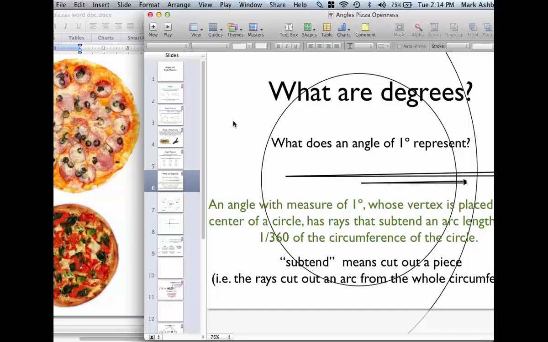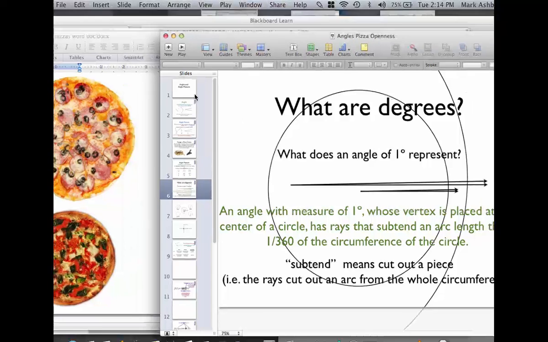All right, who thinks they got a good definition? Anna, did you get a good definition? Tell me. The angle of 10 degrees with the vertex at the center, and the rays that the arc length of 1/36 of the circle. Okay, so she's saying if an angle is measured 10 degrees, the rays will subtend 1/36 of the circumference of the circle. Is that what you put? That's it. So the rays will subtend 1/36 of the circumference.